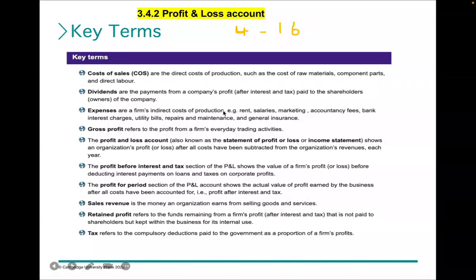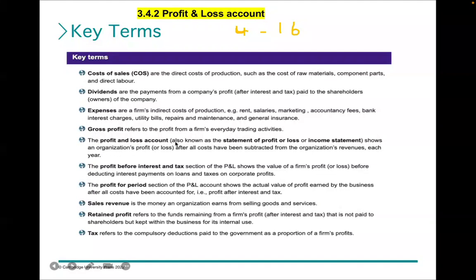Expenses, examples of expenses are costs, indirect costs of production, such as rent, salaries, marketing, accountancy fees, bank interest charges, etc. Gross profit, which means the profit without taking any of the costs out. Gross profit.